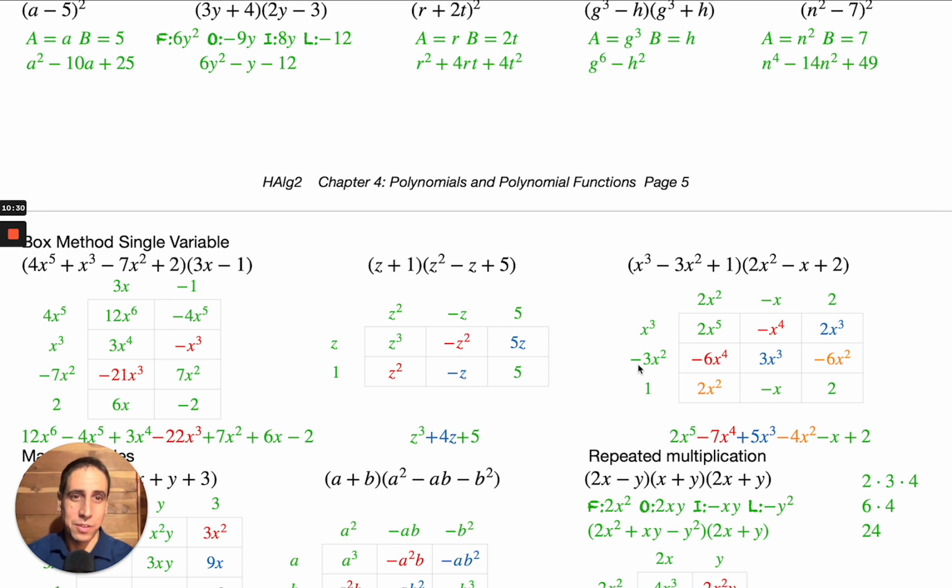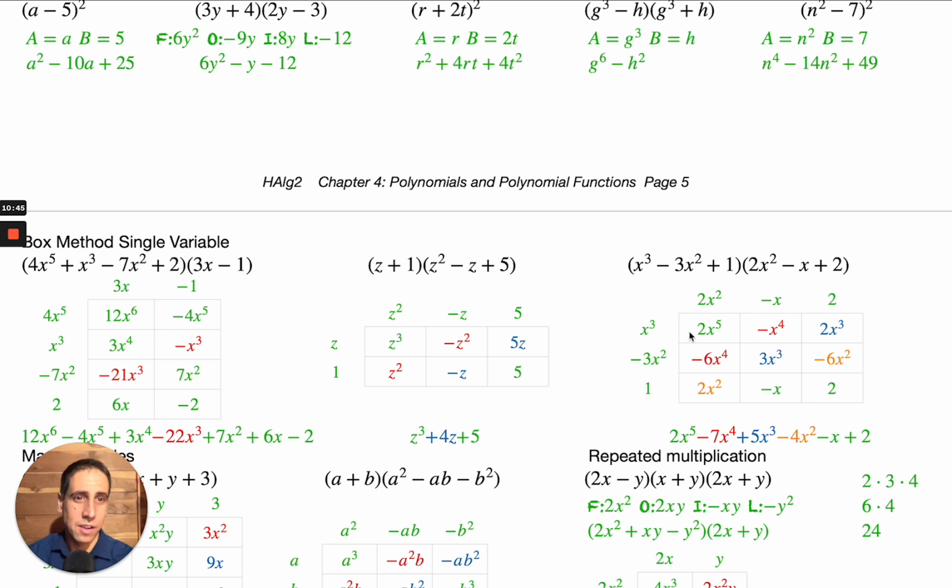Negative x times negative 3x squared is positive 3x squared. 2 times negative 3x squared is negative 6x squared. 2x squared times 1 is 2x squared, and negative x times 1 is negative x. 2 times 1 is 2.